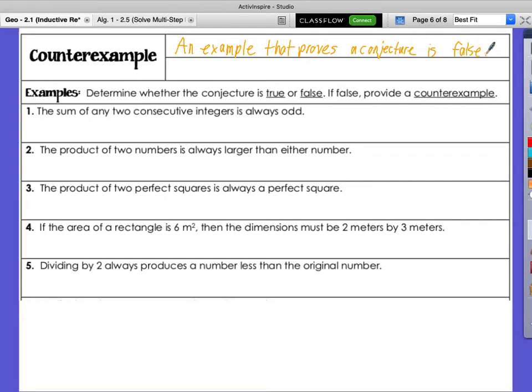So number 1, the sum of any 2 consecutive integers is always odd. Okay, let's break this down a bit. Sum, what's sum mean? Adding. Okay, we're adding. And what are we adding? 2 consecutive integers. What's consecutive mean? Right after the other. 2 numbers right after each other. They follow each other.